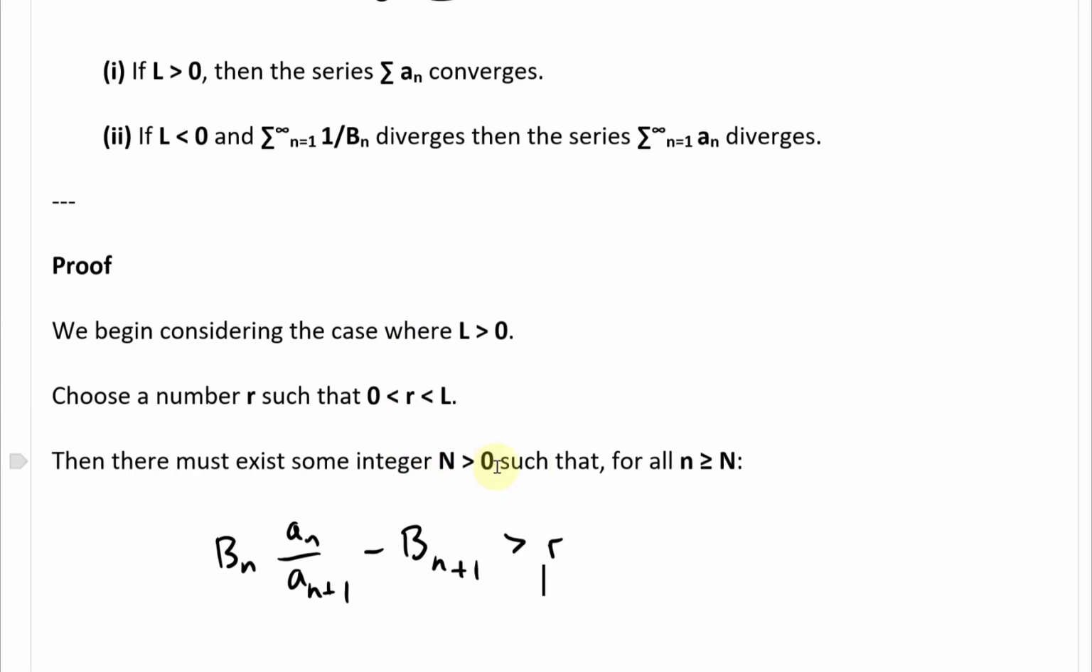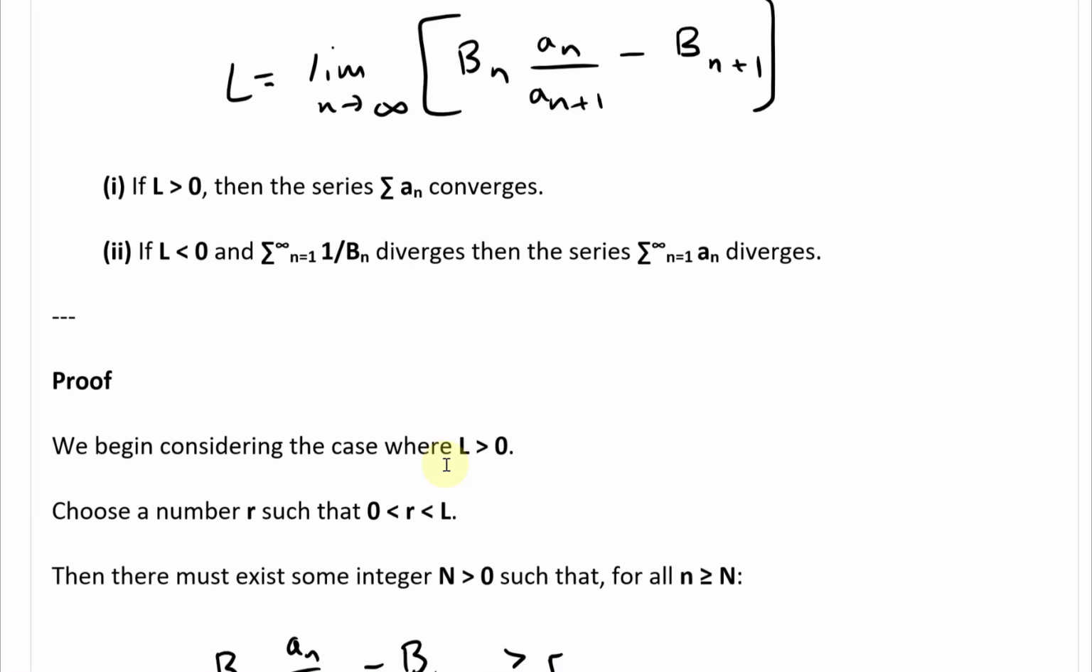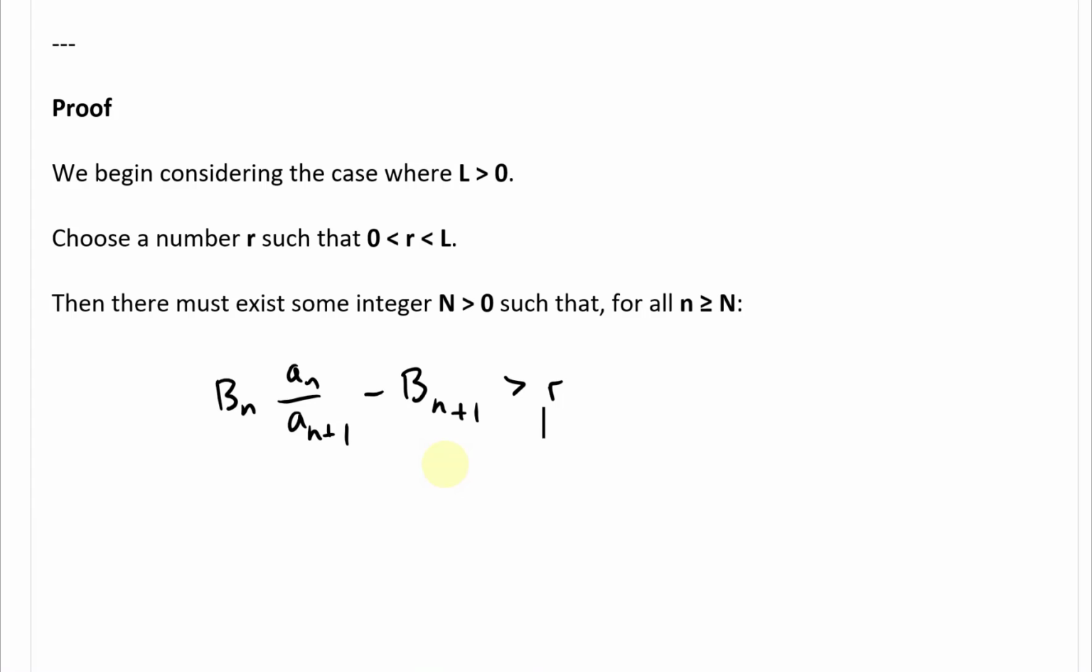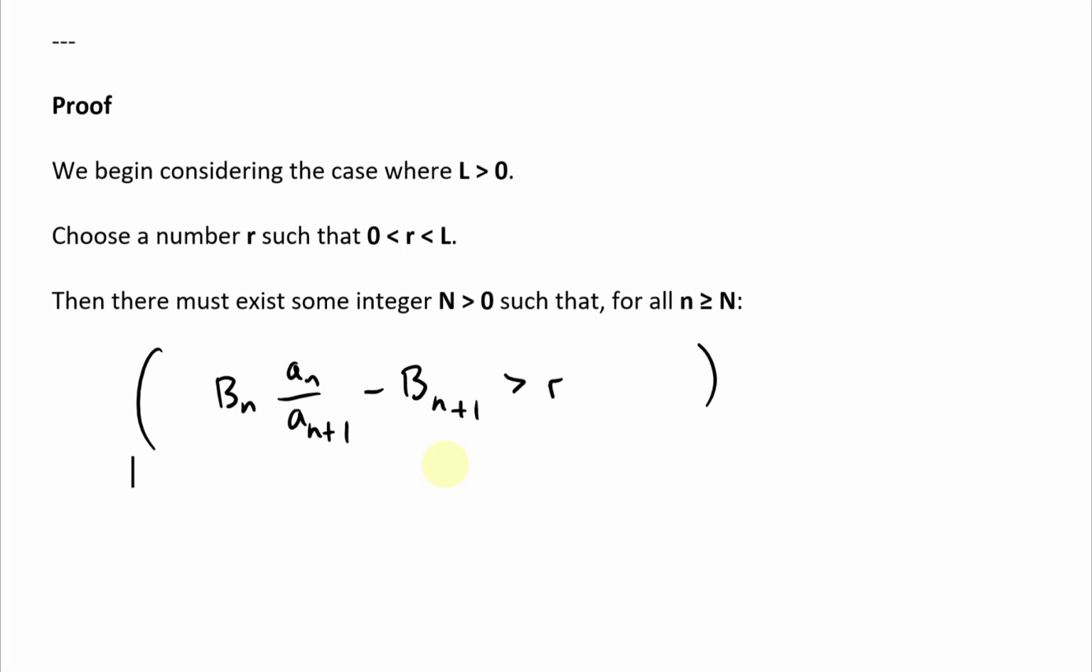So for some value capital N, it must be greater than it. I'll illustrate why in a bit. But anyways, we can move this around by multiplying both sides by an plus 1, in brackets like that. So multiply by an plus 1 to get rid of the fraction.